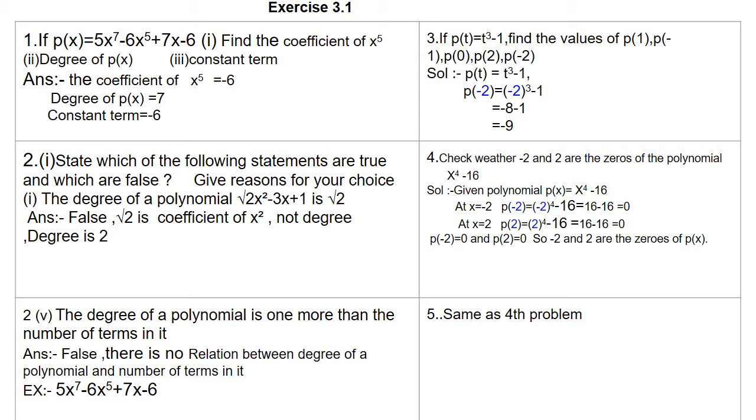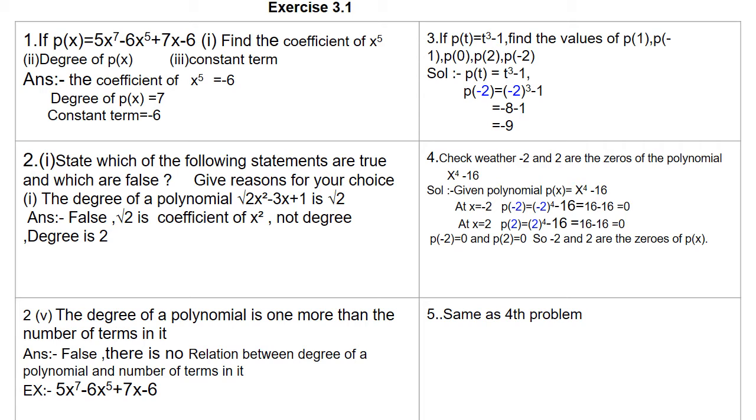The first statement: the degree of the polynomial root 2 x square minus 3x plus 1 is root 2. Here the first term is root 2 x square. In this first term, root 2 is the coefficient of x square, but this root 2 is not the degree of the polynomial. The highest exponent of the polynomial is 2. So the degree of the polynomial is 2, and root 2 is not the degree of the polynomial, it is the coefficient. So that statement is false.